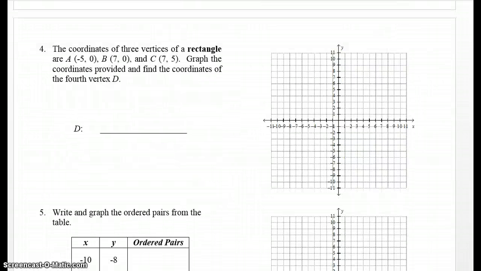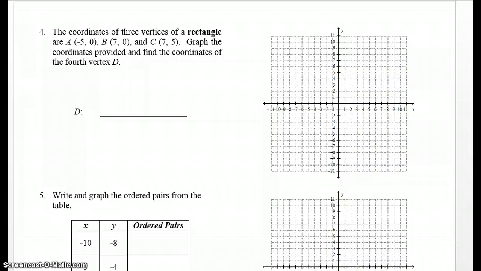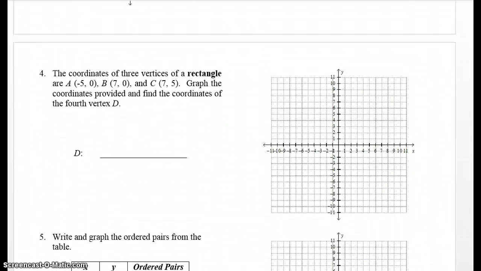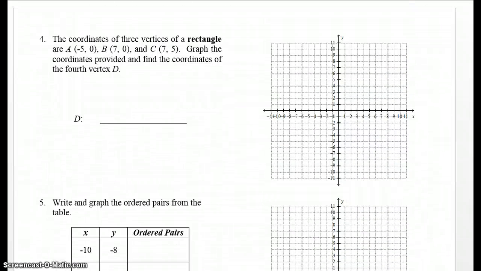Number 4, please make sure you know how to do this on your test tomorrow. There's a problem exactly like this. It says the coordinates of the 3 vertices of a rectangle are as follows. A is -5, 0. B is 7, 0. And C is 7, 5.